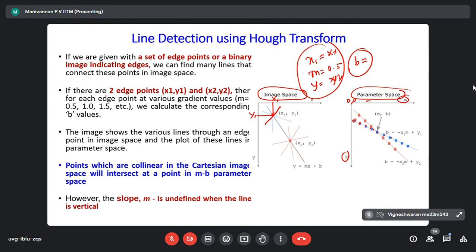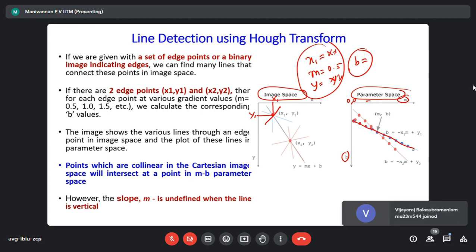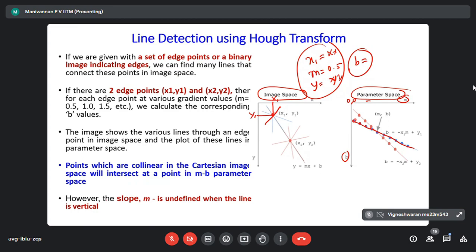It is continuous, but basically you cannot do it for an infinite number of possibilities. The m value can vary from 0 to infinity, correct? So for different m values, we take steps of 0.5: 0, 0.5, 1, 1.5, 2, like that. For that, we are calculating B. Then I am plotting that value in this parameter space. So then you will get this blue line, correct?